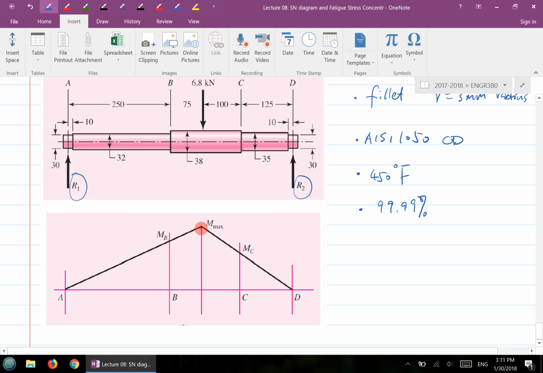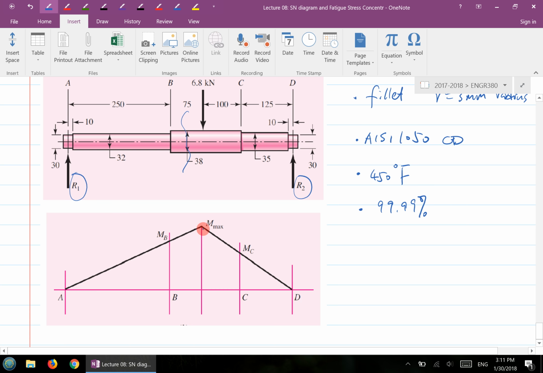What type of stress does bending moment cause? What is the name of the stress? There's also shear stress, but the bending moment causes the bending normal stress, okay? And of course we learned that when you cut a cross section anywhere along the shaft, the location of maximum stress at that cross section is the top and the bottom, right?